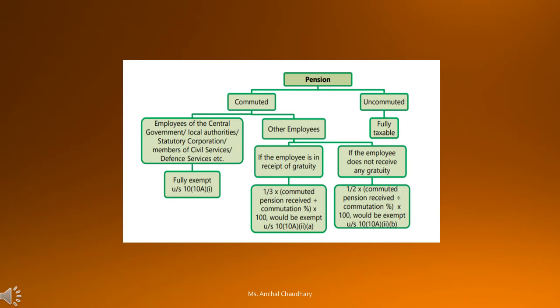Next is pension. Pension is divided into two parts, that is your commuted and uncommuted. So first of all, let's understand what is your commuted pension. Commuted pension is whenever you are getting the pension in a lump sum amount, commuting as a whole or a part. And uncommuted is a pension that you receive periodically, like after 1 month, or at a period of 1 year. So this is your periodic payment. When you are receiving the pension in uncommuted form, then it is fully taxable.